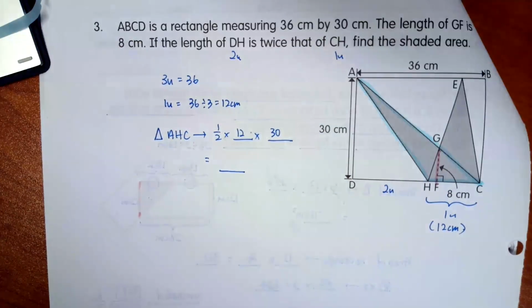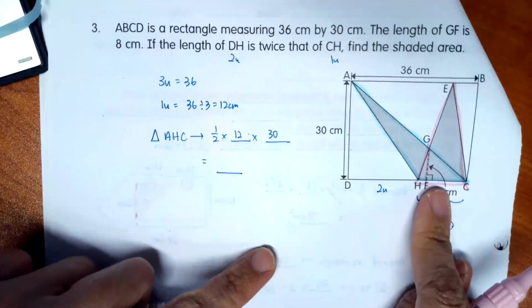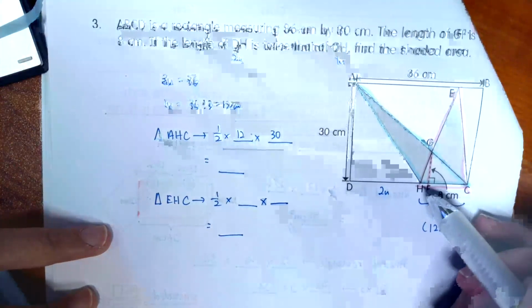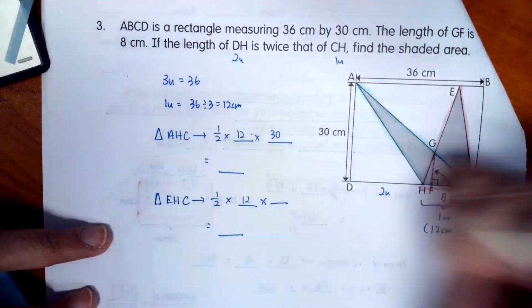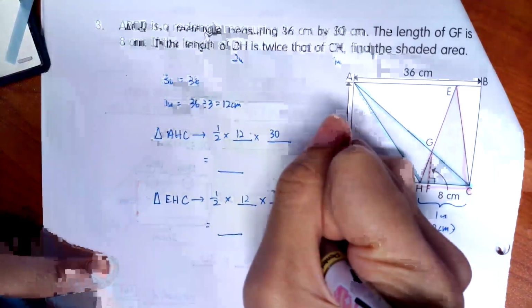Then next one, I want to find triangle. Can you see this triangle, pink one that highlighted? Triangle EHC. Let's check for the base and height. So half times base times height. Triangle EHC is actually half times this line here, CH, which is 12. And the height is this line down here, the long line, which is also 30 cm. Okay, and you realize actually triangle AHC and EHC, they are the same area.